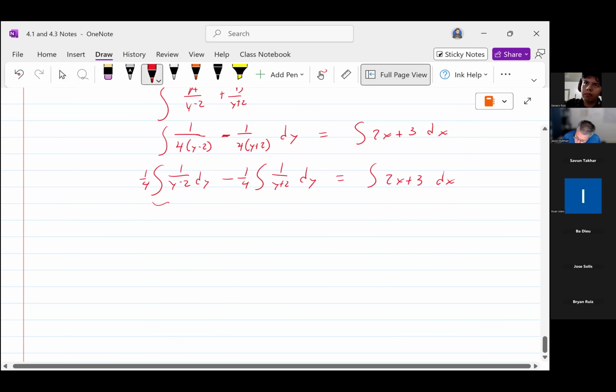Okay, I'm going to do a u sub on the first one here. So u is equal to y minus 2. Du is equal to dy. So this is going to become 1/4 times the integral of 1 over u du. Okay, well, what's the integral of 1 over u?